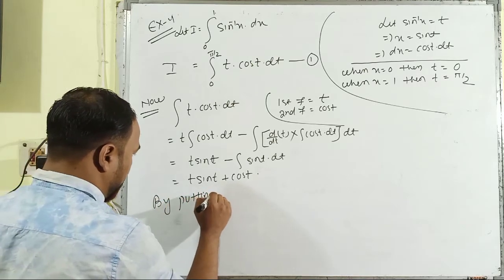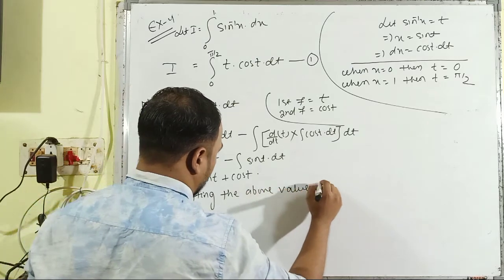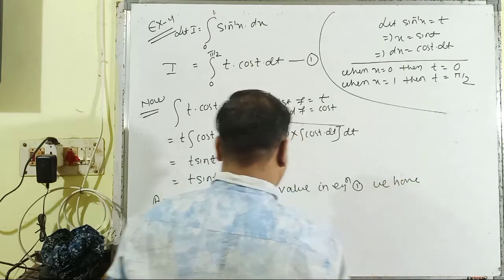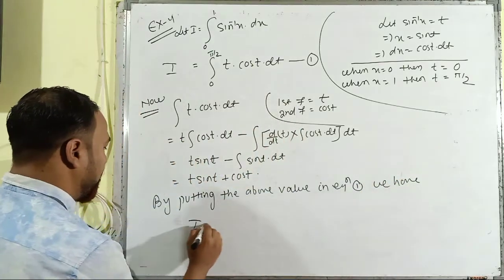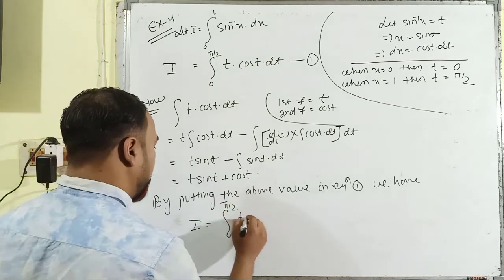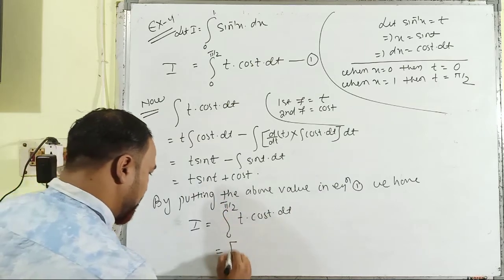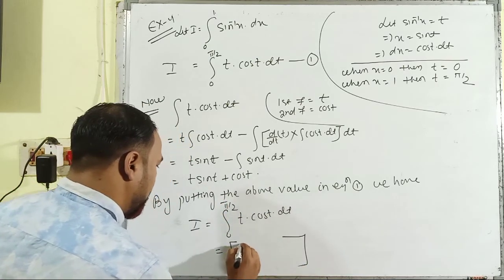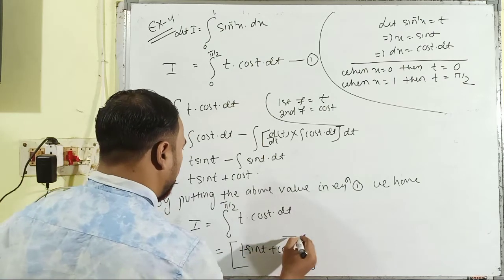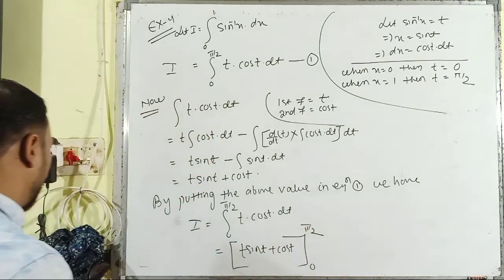So by putting the above value in equation number 1, we have I, because I is from 0 to pi by 2 of t multiplied with cos t dt. So by putting these values here, it will be t sin t plus cos t from 0 to pi by 2. Then you have to solve it.